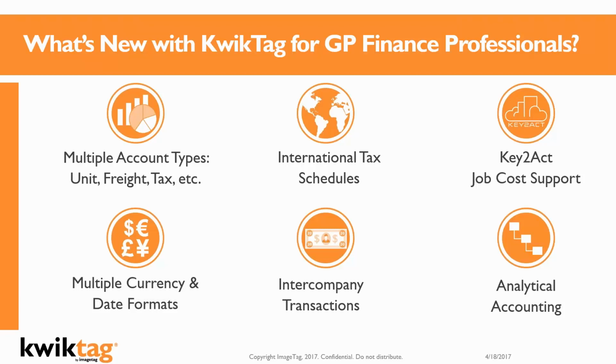So just to highlight a couple of the things that Sean covered in the GP Professional Client that's going to be very, very near and dear to your experience in your day-to-day world, if you missed it: the support for multiple account types, unit, freight, taxes, invoices, all of that is available in the Pro Client. International tax schedules. If you happen to use Key to Act for your job cost support, we can support that as well at the distribution level. Multiple currency date formats, intercompany transactions.